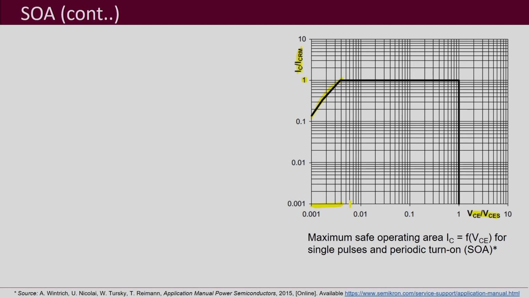So, this one is given by the on state operation or saturation operation of the IGBT. Then there is this one, which is basically your current limit. And then there is this one, which is your voltage limit.